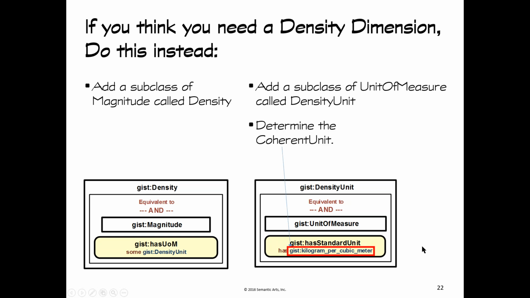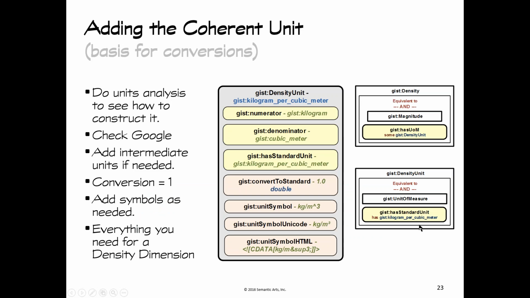And so that's what we just talked about a minute ago. That's called the coherent unit for that particular type of thing. So you can think of density as a dimension if you want to. We just don't need to model it explicitly as a dimension in the ontology. So it keeps it a little bit simpler.